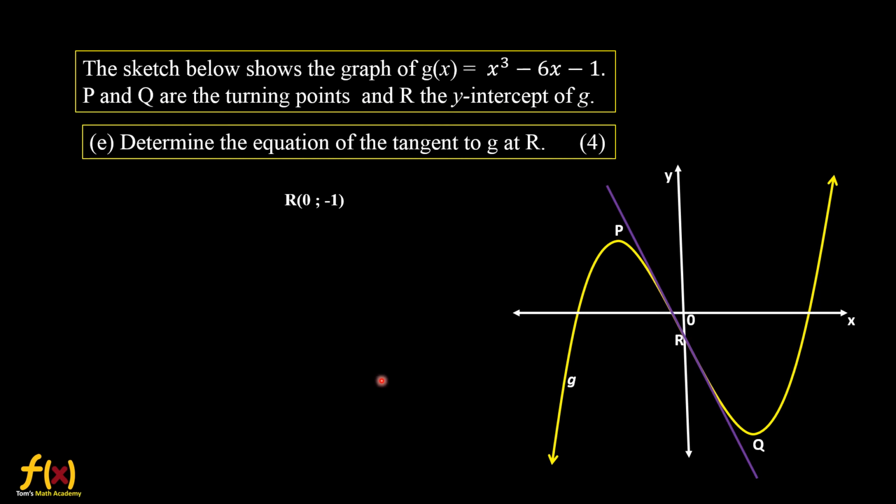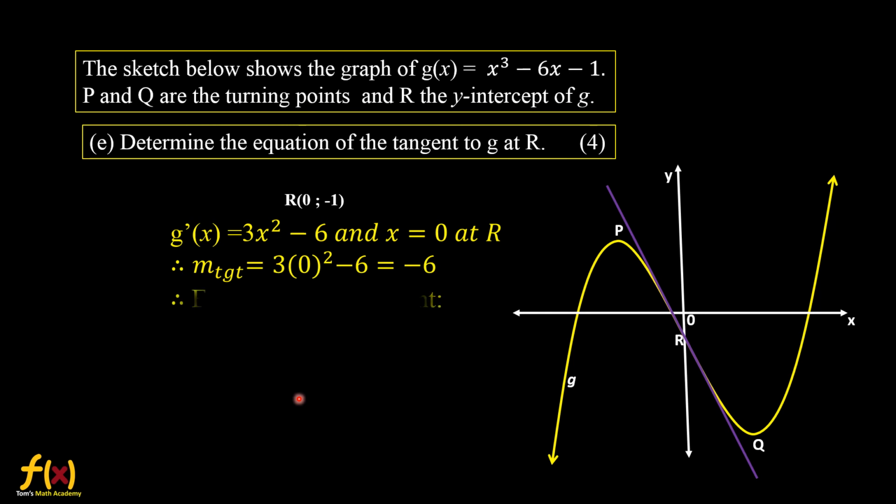So we are going to determine the equation of this tangent. We need the gradient and one point. The point is already available. Now let us go for the gradient of the line. How do we get the gradient? We must know that the gradient is the derivative. So we find the derivative of the graph and then calculate the gradient at the point R. What is the derivative? 3x² minus 6, and x is 0. We substitute and we get minus 6.